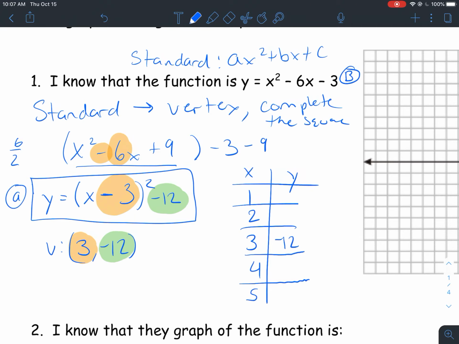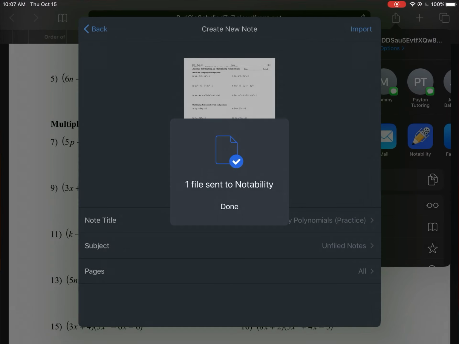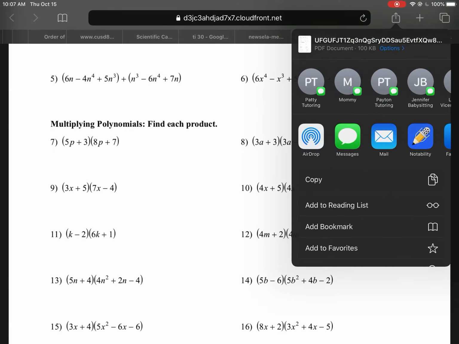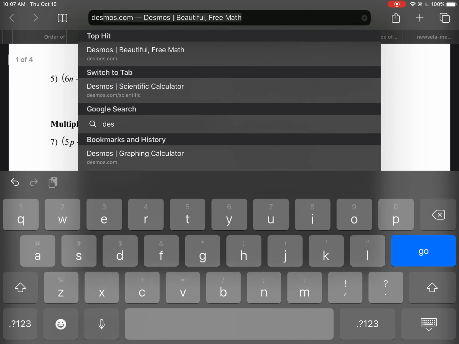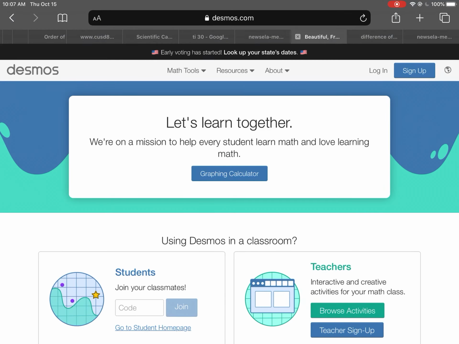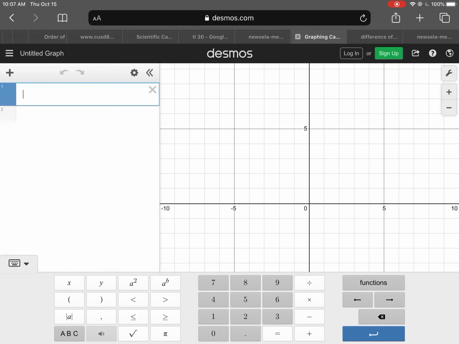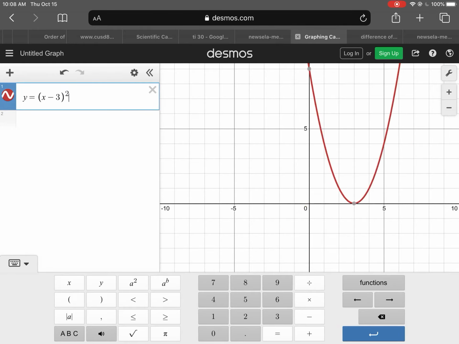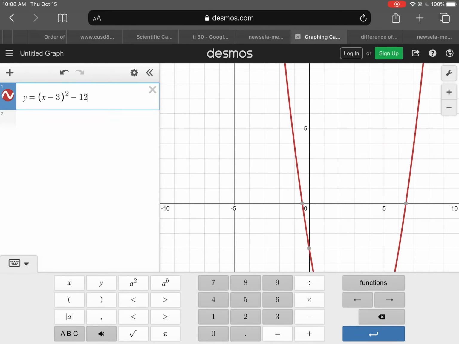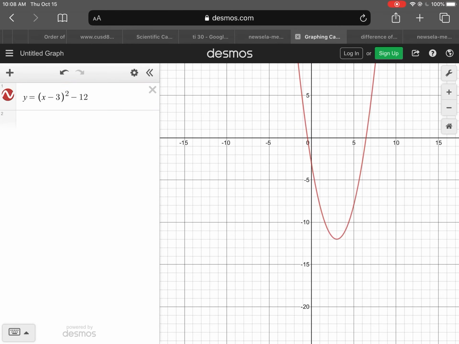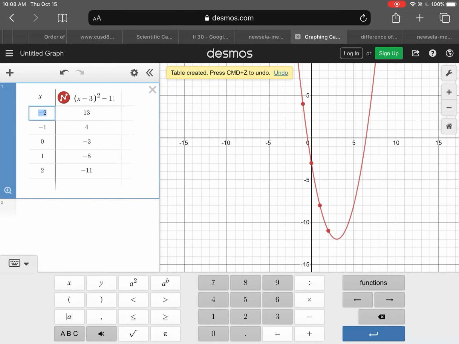Now, you are allowed to use Desmos on this quiz. So let's go ahead and go to Desmos, and we're going to plug this function in. So we've got y equals x minus 3 squared. Oops, I forgot a parenthesis there. Minus 12. So that is our function there, so we can see what it's going to look like. But honestly, what I'm more interested in is the chart.